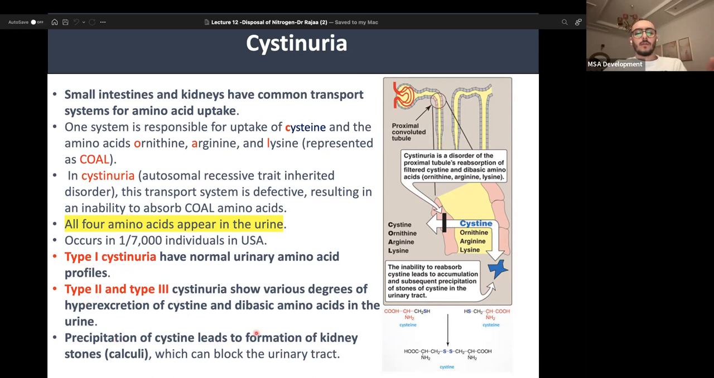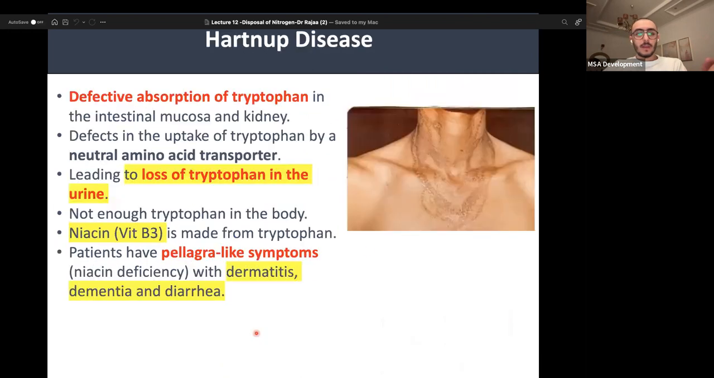And that they can form stones. The other disease is Hartnup disease. There are two diseases in this whole lecture, cystinuria and Hartnup disease. Hartnup disease has a similar concept to cystinuria. However, the defect here is in the absorption of tryptophan, not amino acids in general, just tryptophan.